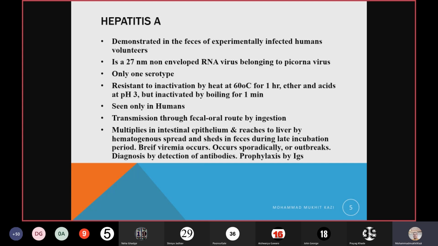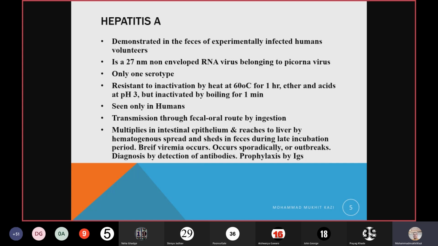What happens when the virus enters the body? It multiplies in the intestinal epithelium and reaches the liver by hematogenous spread, that means through the blood, and is shed in the feces during the late incubation period. So the later part of the incubation period leads to shedding into the feces. A brief viremia occurs, from the entry reaching the blood and then going into the feces. That period is called viremia. The presence of virus in the blood is called viremia. So a brief viremia occurs.